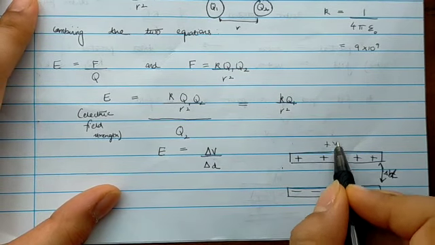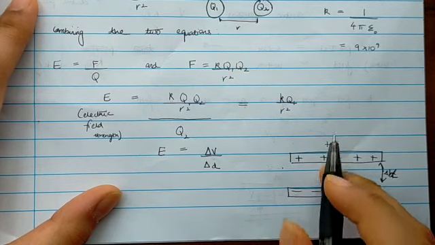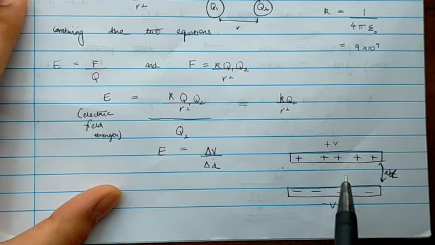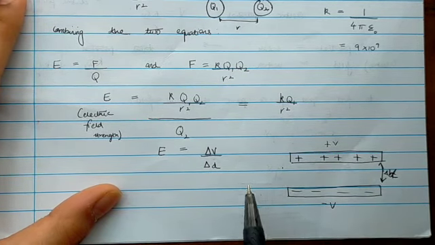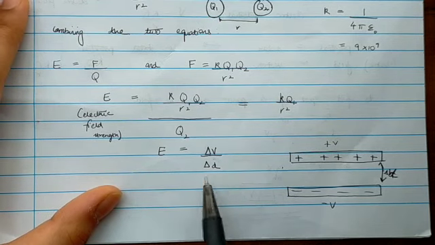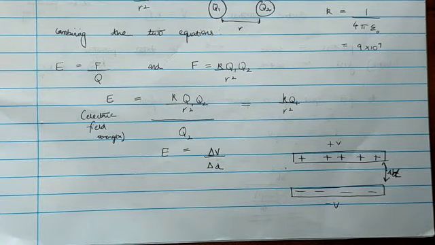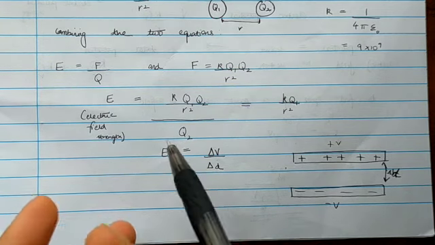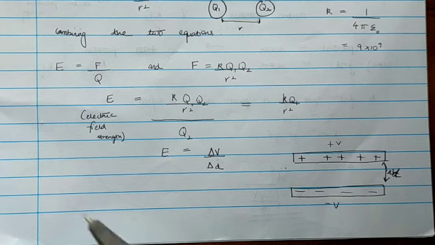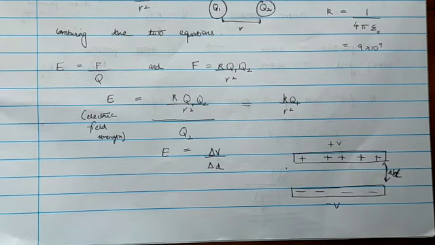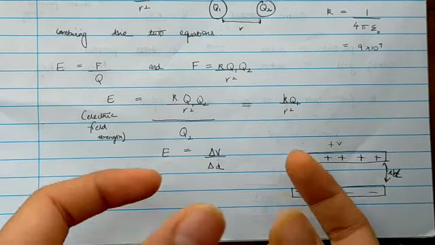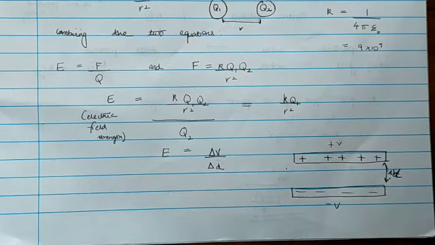So if this is positive V, negative V, then the difference in the potential divided by the difference in the distance will also give you the electric field strength. So these are the relationships and the equations that you need to know to define what's happening between charges, and between an isolated charge or two charges near each other.